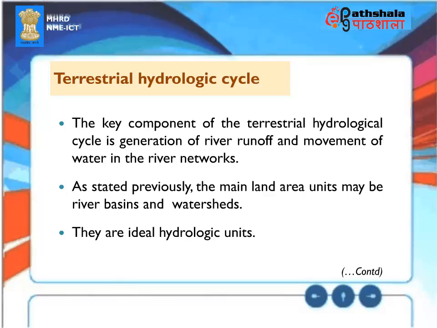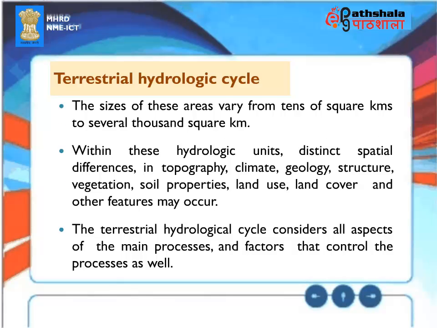Terrestrial hydrologic cycle. The key component of the terrestrial hydrological cycle is generation of river runoff and movement of water in the river networks. As stated previously, the mainland area units may be river basins and watersheds. They are ideal hydrologic units. The sizes of these areas vary from tens of square kilometers to several thousand square kilometers.